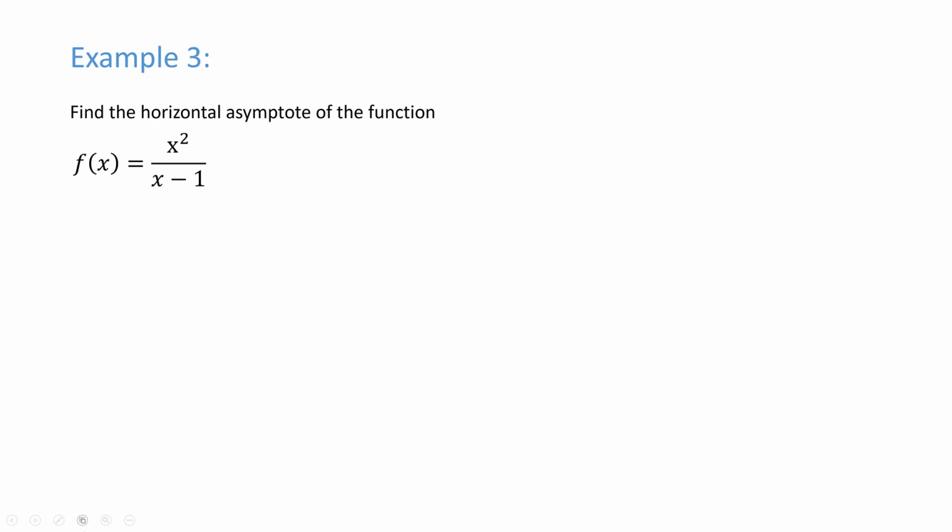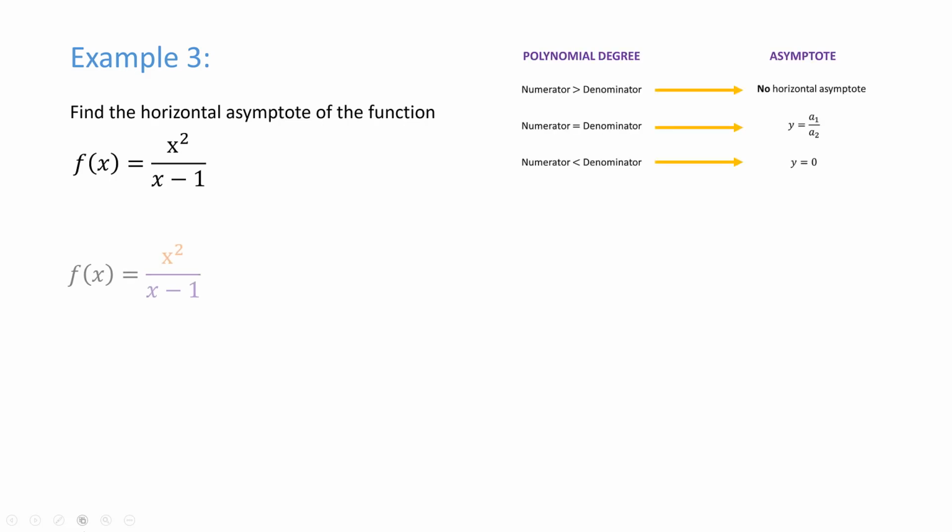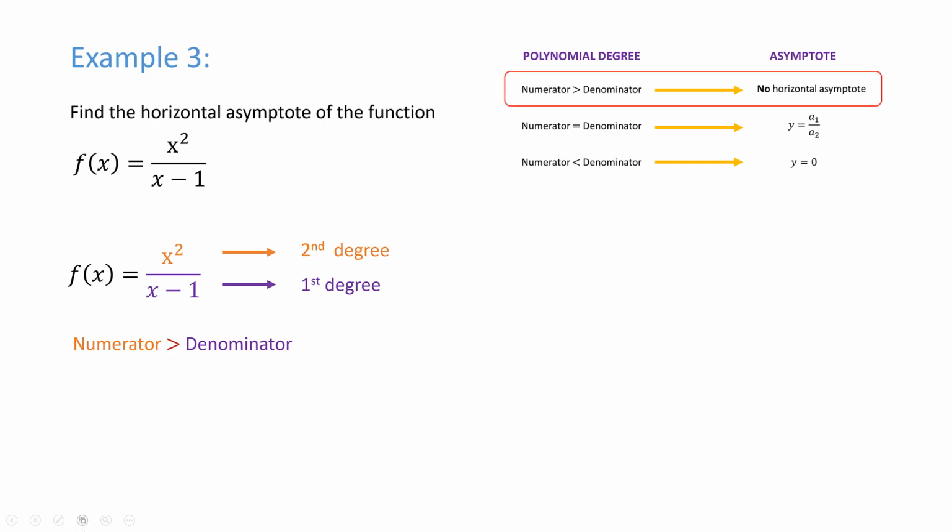Find the horizontal asymptote of the function f of x equals x squared over x minus 1. First, we check the degrees of the numerator and the denominator. In this example, the degree of the numerator is second degree, and the degree of the denominator is first degree. If we compare them, now the degree of the numerator is greater than the degree of the denominator. That would be the first case. That means that this function has no horizontal asymptote.